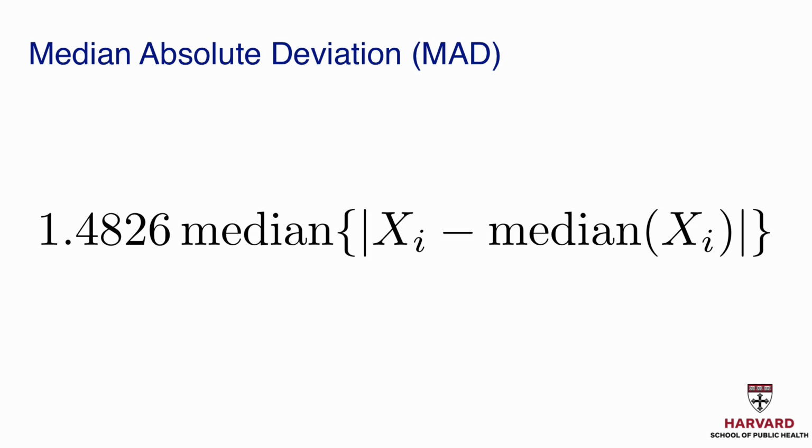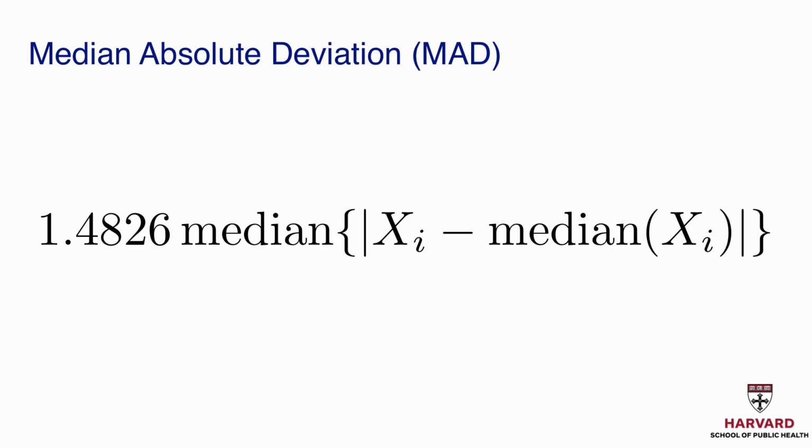Then we take the median of those deviations. That's where the name comes from, median absolute deviation, MAD. We multiply by this factor 1.4826 to make this summary statistic unbiased. On average, it's going to be equal to the standard deviation.